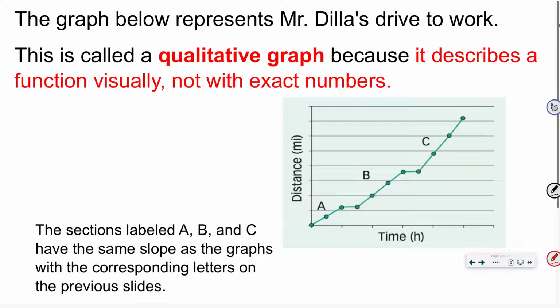Now, section A, section B, and section C are actually taken from the previous slide. Those are the lines that we already found the slopes of. We know that section A was that 30-mile-an-hour section, and that section B was the 40, and that section C was the 60. So we're putting all of them together. So this is a graph of all graphs? Yeah, it's a graph of graphs.